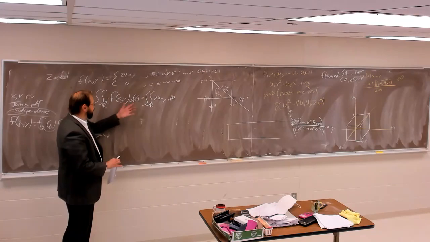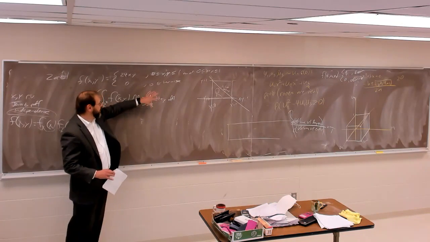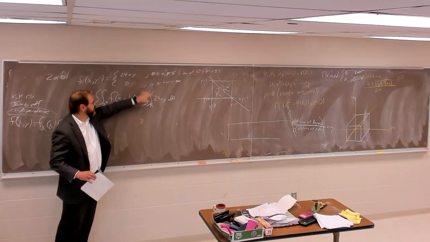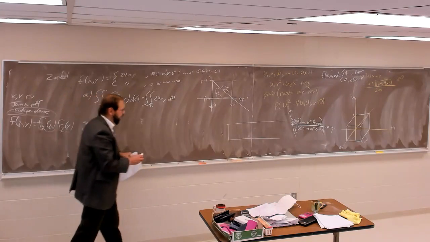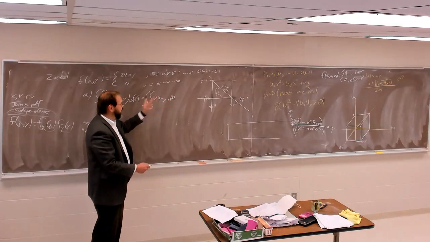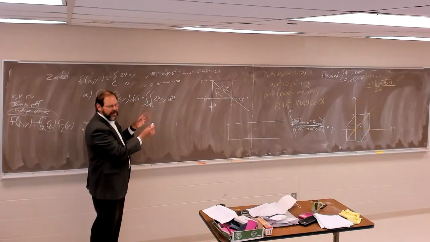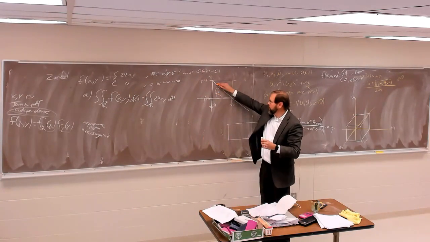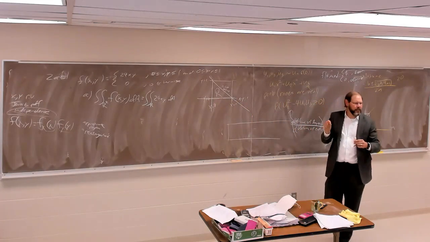It would have been incorrect to put an R squared here, because my probability density function is not this everywhere, it's this on this region and it's 0 everywhere else. And then I'll go ahead and figure this out. But now I need to decide how I want to write down that region. Do I want to integrate with respect to x first, or with respect to y first?